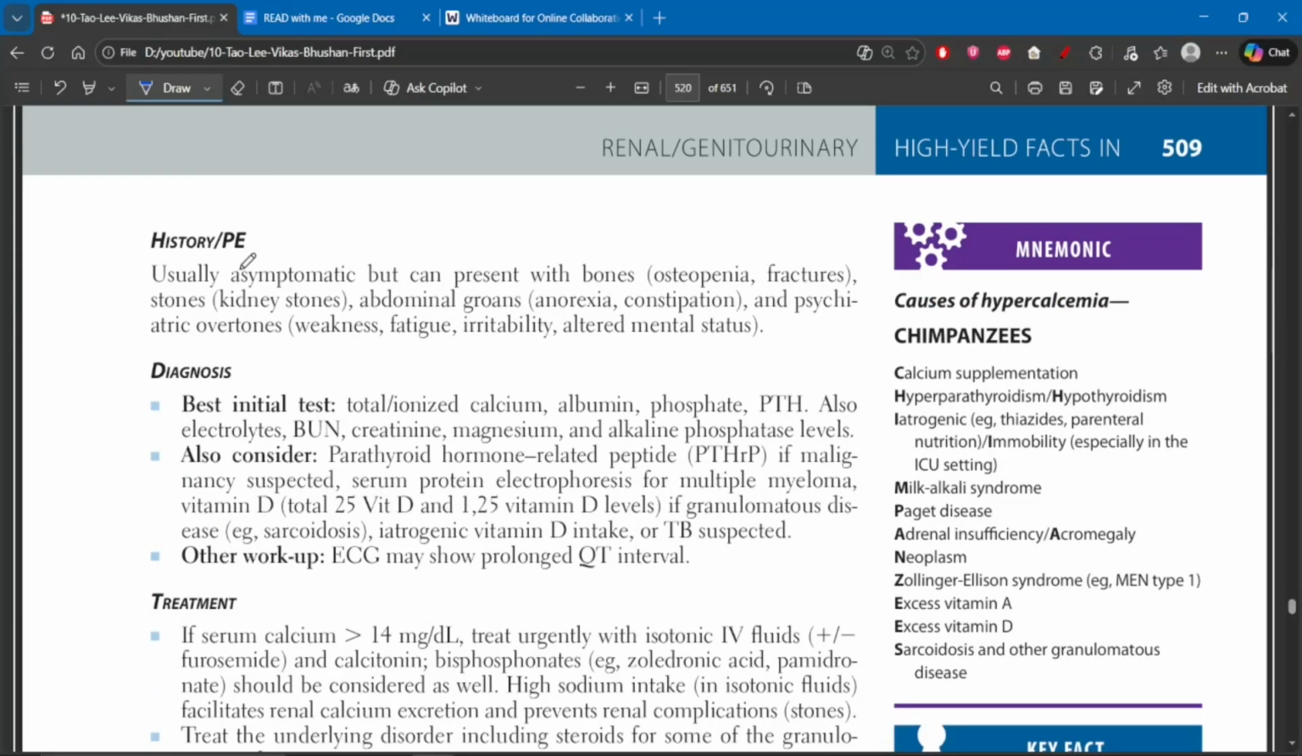So the history or the physical examination is usually asymptomatic, but can present with bones, which is osteopenia and fractures, stones for kidney stones, abdominal groans, and psychiatric overtones. Right, so bones, stones, groans, psychiatric overtones. This is in itself a mnemonic that is mostly used. So for bones, we mean osteopenia and fractures. Stones, we mean kidney stones. By abdominal groans, we mean anorexia, constipation. And by psychiatric overtones, we mean weakness, fatigue, irritability, and altered mental status.